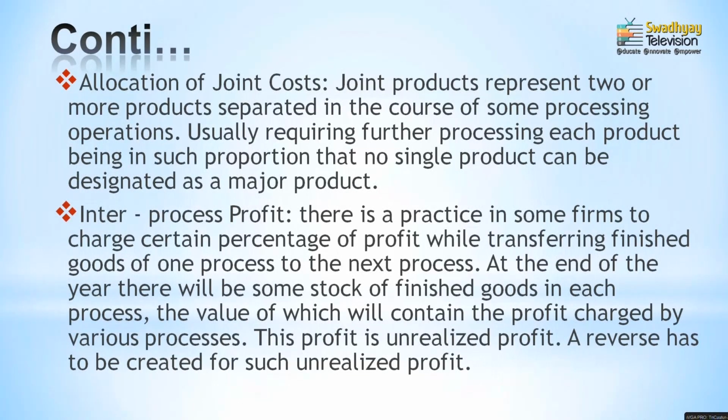What is joint cost? Allocation of joint cost. Now here, in some manufacturing units, the manufacturer or producer manufactures products jointly. That means they are manufacturing two or more products, but their cost has been incurred jointly. Now how is the cost identified for each particular process or each particular product?